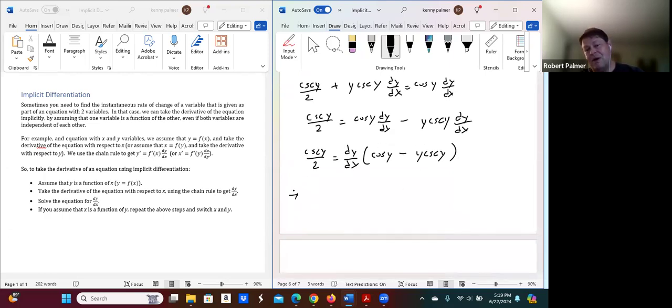All right, so finally what we get for our derivative, our implicit derivative, is dy over dx is equal to the cosecant of y over 2 times the cosine of y, in parentheses, the cosine of y minus y times the cosecant of y. And that is our derivative, in this case entirely in terms of y.